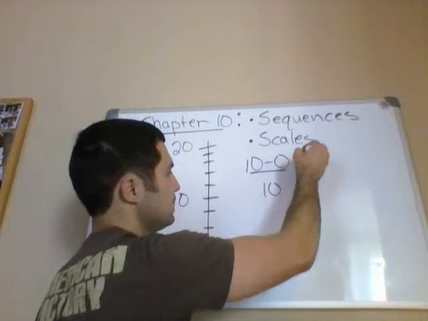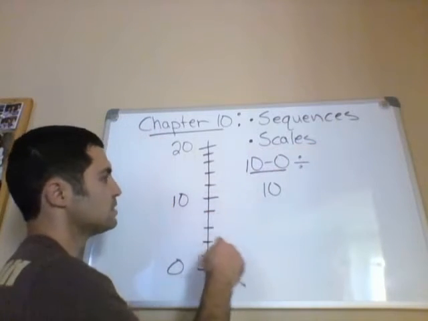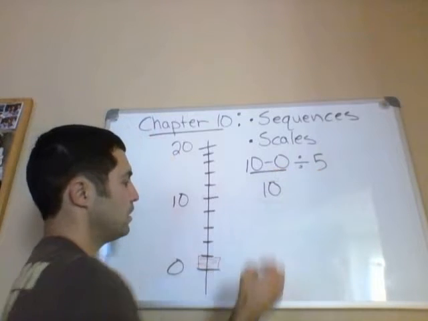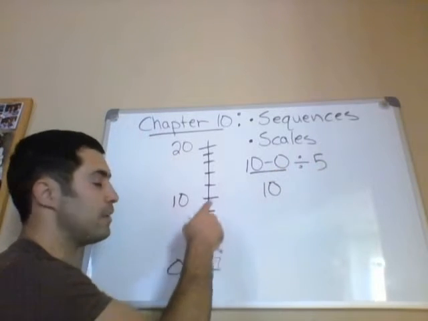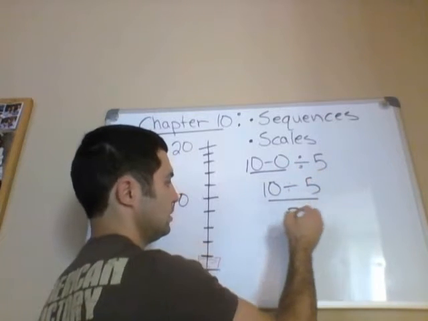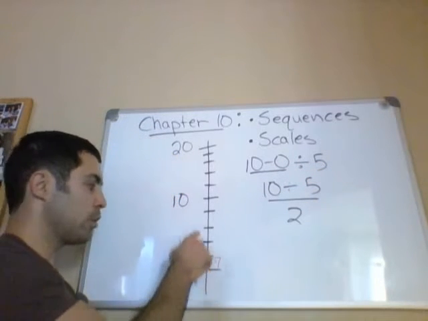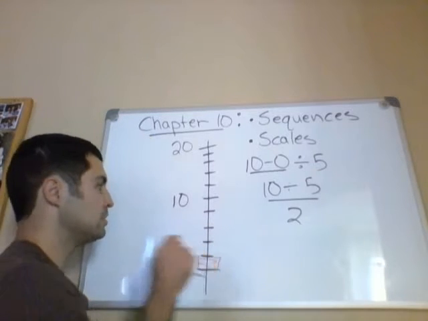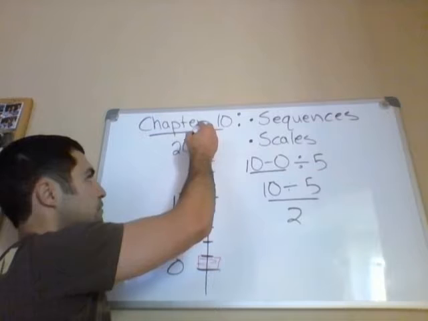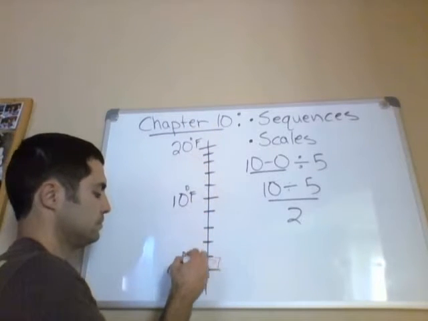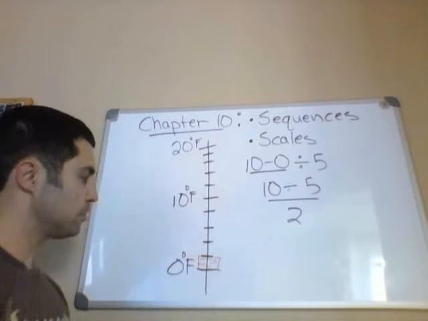Okay, that's the first step. The next step is you divide by the number of sections. So we're going to divide by 5 to know our scale value. So 10 divided by 5 is going to be 2. So now we know that we're going up by 2. So each set of hash marks is 2 more. So this is 2 degrees, let's say Fahrenheit. We'll do Fahrenheit this time. So this right there is 2 degrees Fahrenheit.